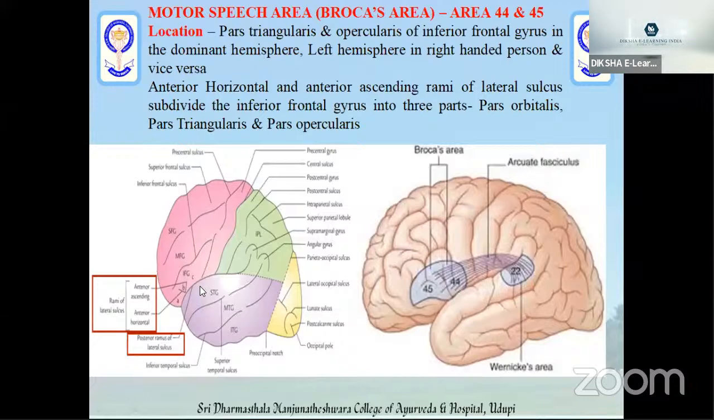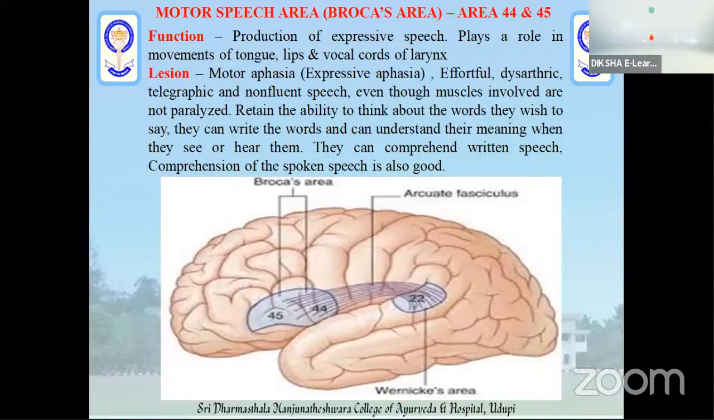Now, what are its functions? It is responsible for the production of expressive speech, and plays a role in the movements of the tongue, lips, and vocal cords of the larynx also.